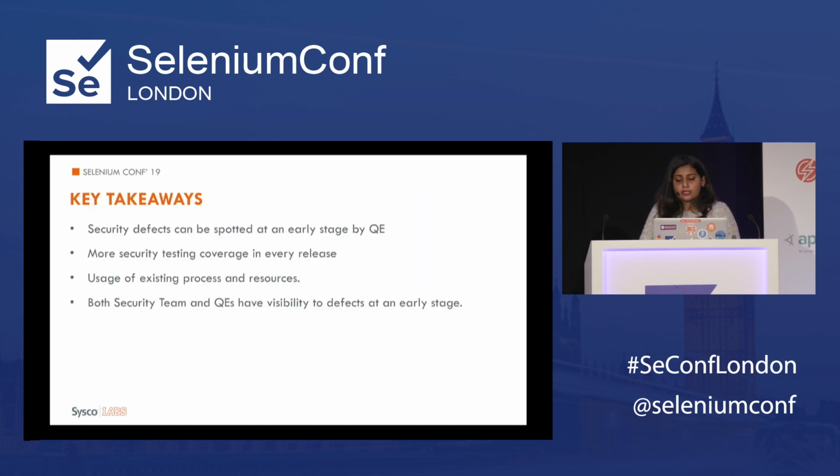So hope this was helpful for you, and you can take it back to where you are and start taking your baby steps towards security testing with the existing pack. So these are some of the key takeaways. You'll be able to find the security issues at an early stage, at least the very, very obvious ones. So we start with the obvious ones, and then we can have a security testing coverage for every release, and there's a high visibility of the security defects as well.